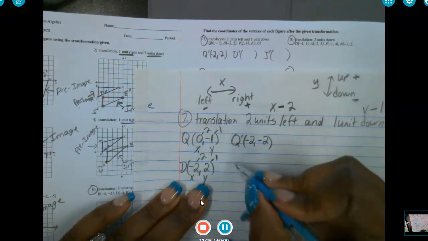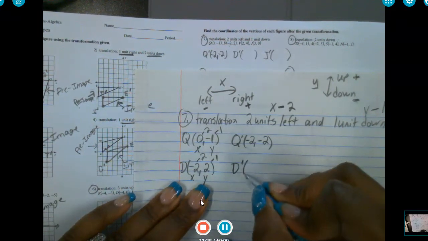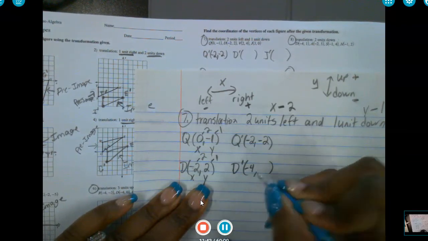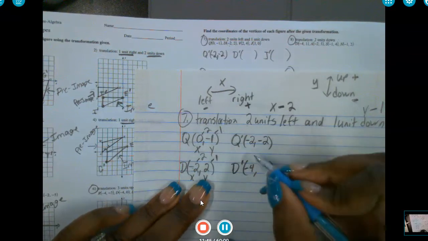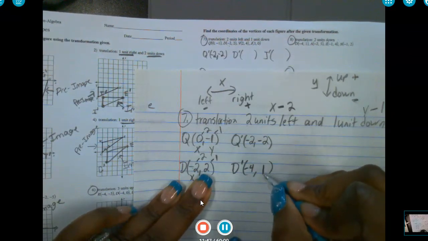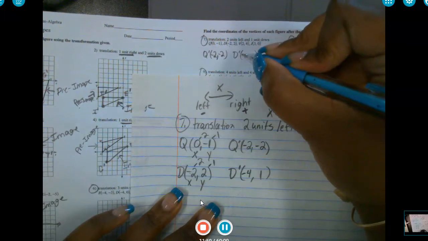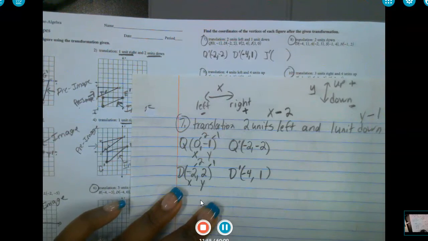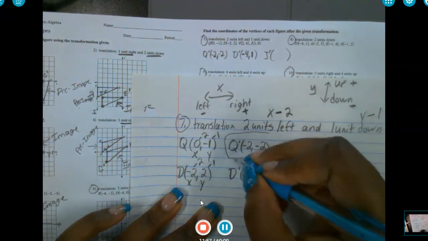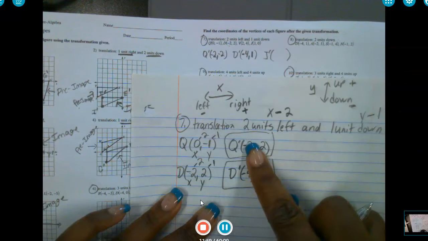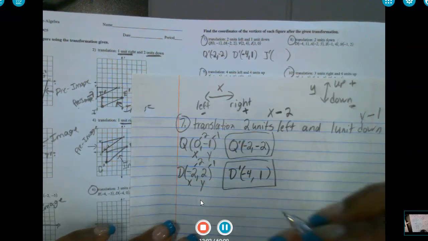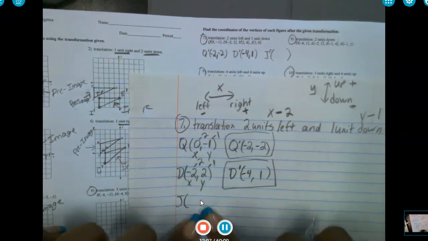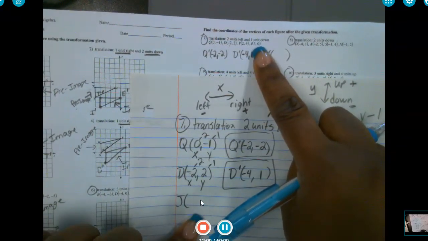Okay? So my new location for D, D prime, is going to be negative 2 minus 2, which is negative 4. 2 minus 1, which is a positive 1. So here I'm going to write negative 4, 1. That's my new location for D. Okay? So I have Q prime and D prime. So now let's do J. J prime. The pre-image for J is right here, 3, 0.